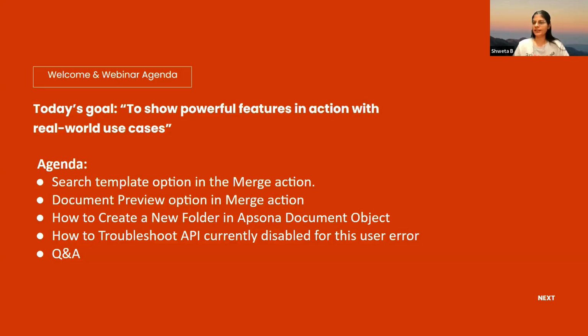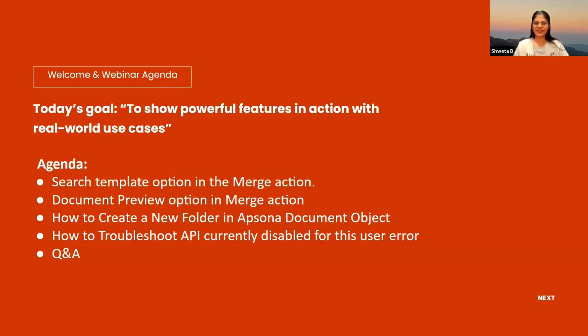We have the first 2 features. Interestingly, they were recently launched last week, which is the search template option in the merge action as well as the document preview option in merge. I remember one of you asked me in our last feature demo whether we'll be able to get some option to open the folders when you are searching the document in your merge, right? So here we are. We have recently launched that.